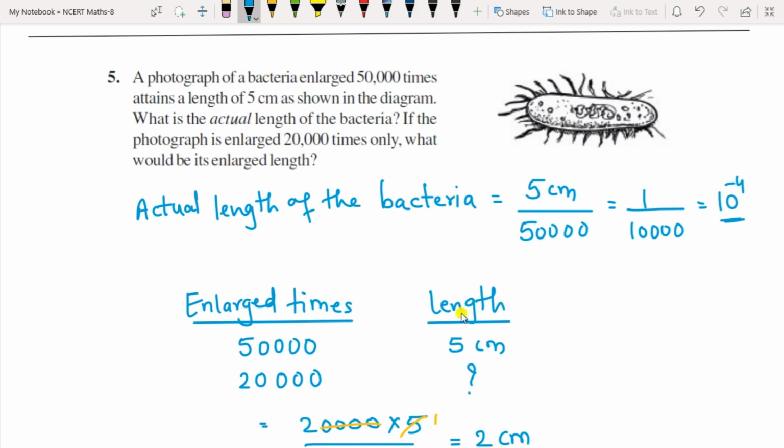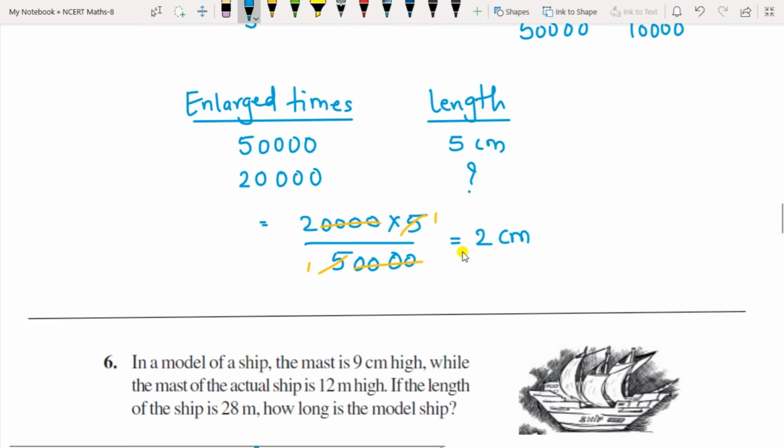So enlarged times and enlarged length. For 50,000 it was 5 centimeter. So for 20,000 it will be how much? So 20,000 into 5 divided by 50,000. It becomes 2 centimeter, which is the enlarged length of the bacteria.